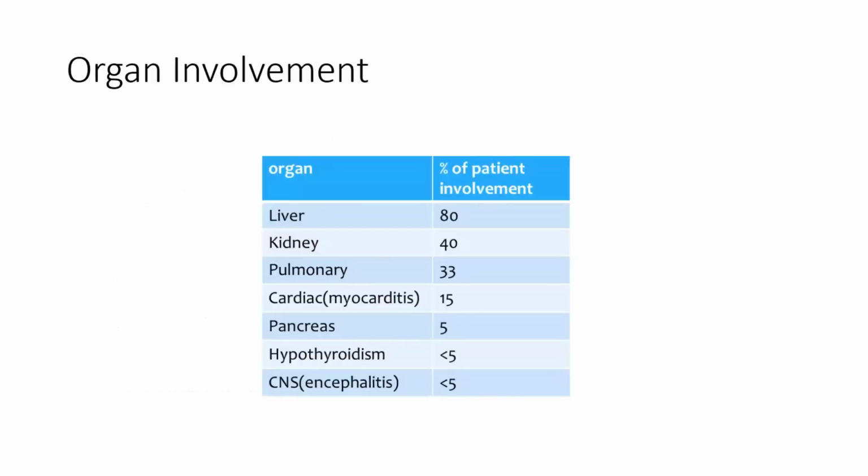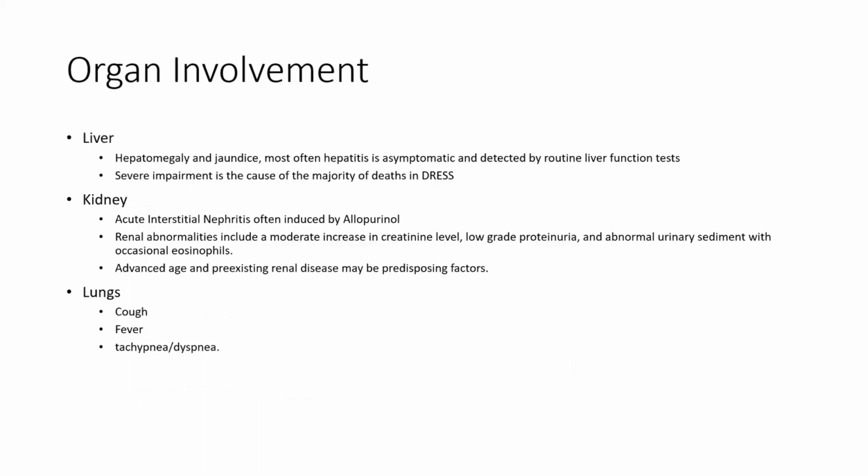Now, these are the main organs that can be affected. Liver being the most common, and the second most common is the kidney, and then the lungs. So with organ involvement, you may get hepatomegaly and jaundice. Most often the hepatitis is asymptomatic and detected by routine liver function tests. Severe impairment is the cause of the majority of deaths in DRESS.